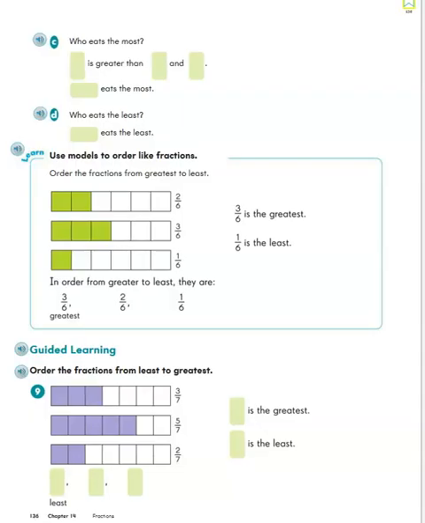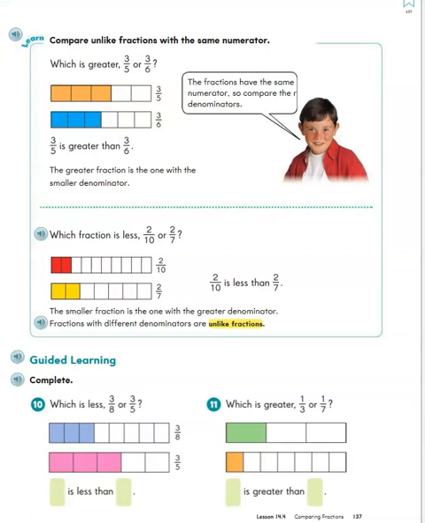So today we're going to be looking at unlike fractions that have the same numerator. And remember, the numerator is the number on top. So our helper friend is telling us the fractions have the same numerator, so compare the denominators. We're going to be looking at these two fractions with these bar models, and we're going to see if we can tell just by looking at them which one is greater or bigger, 3/5 or 3/6. That's hard to say, guys.